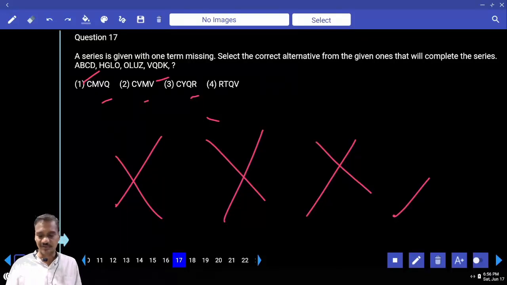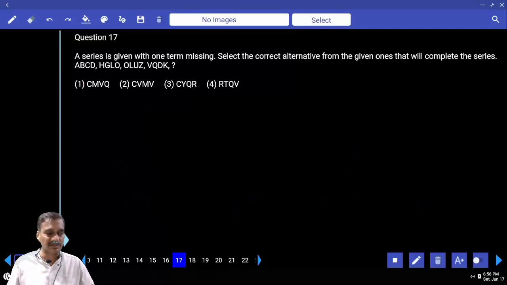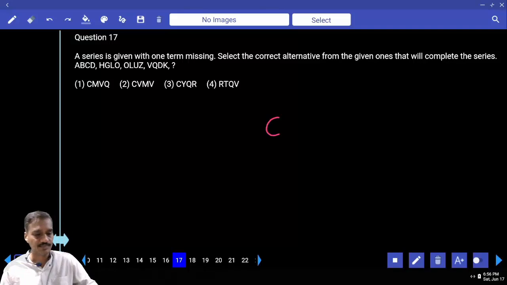Then the 17th one. Now in this question number 17, A and H. What is the difference between these two, A and H? Now plus 7. And H and O, plus 7. And O and B, plus 7. 22 plus 7, 29. The 29th letter is C.